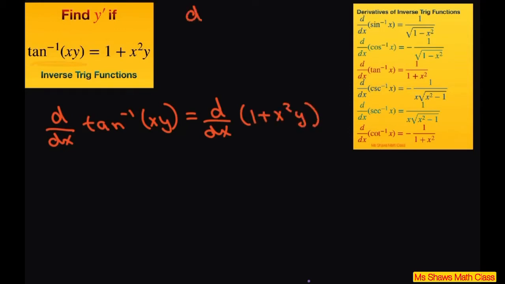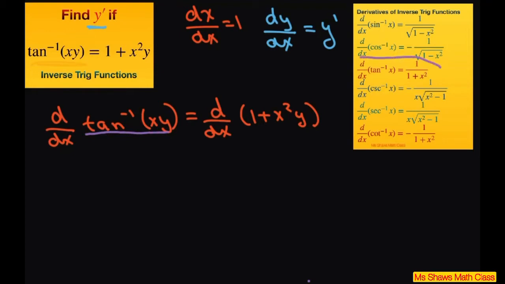And just remember, derivative of x with respect to x equals 1. And since we're trying to find y prime, derivative of y with respect to x is going to be called y prime. So when we differentiate this, we're looking at our tan function. This would be like our x value. So this is just going to be 1 divided by 1 plus, and I'll go ahead and square both pieces so we don't have to do that later.